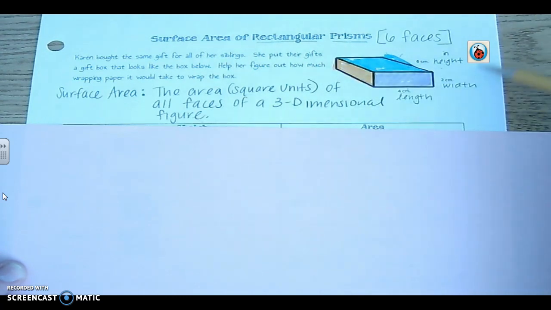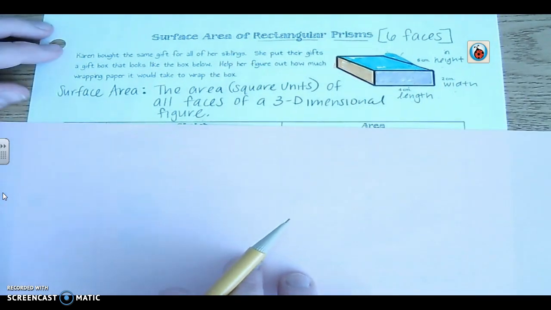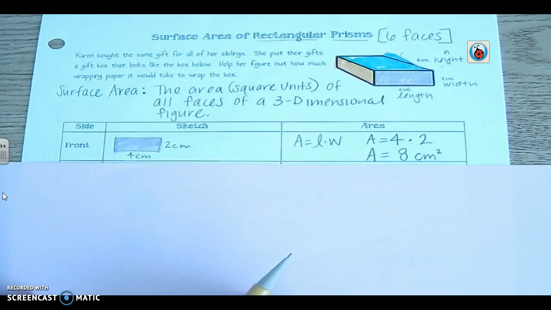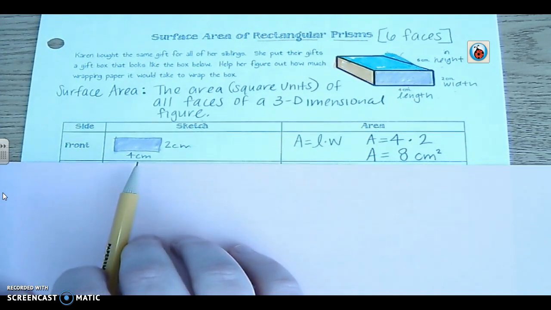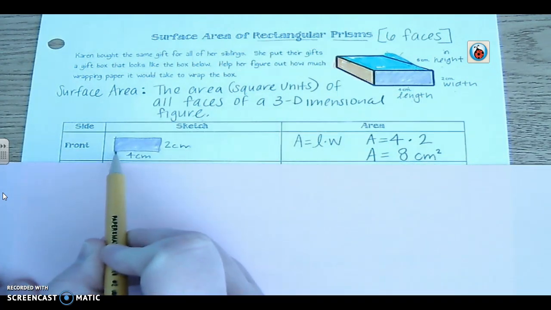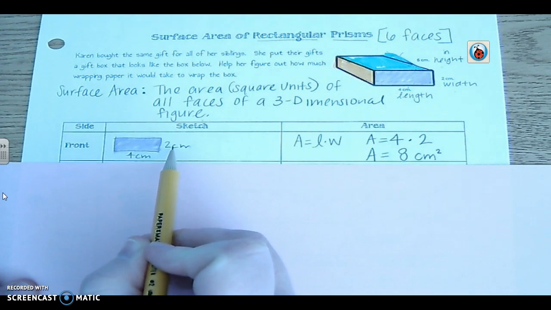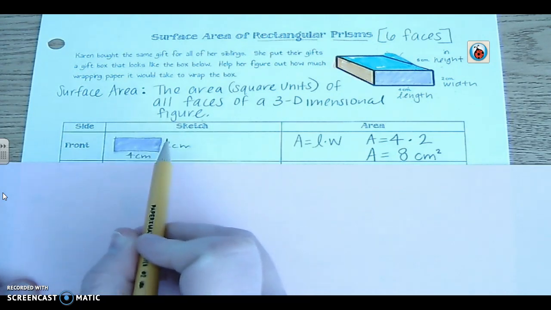In order to calculate the entire surface area of this, I need to know the area of each face individually. So first, we're going to look at the front. I've sketched just what the front looks like. It has 4 centimeters as the length and 2 centimeters as the width, and it's in the shape of a rectangle.